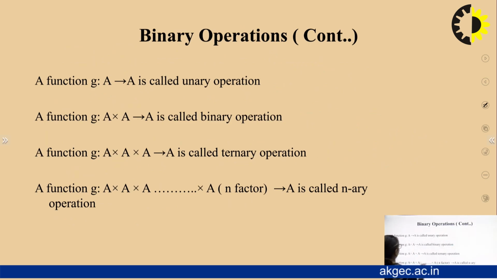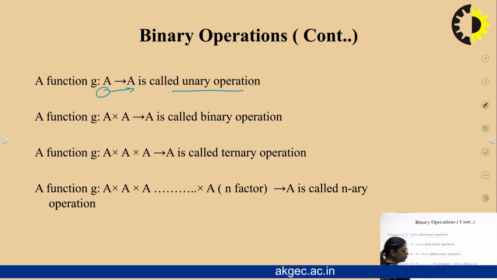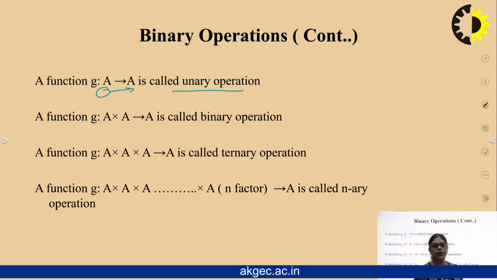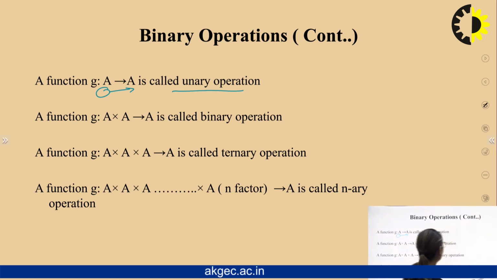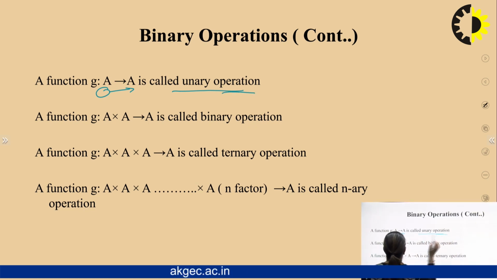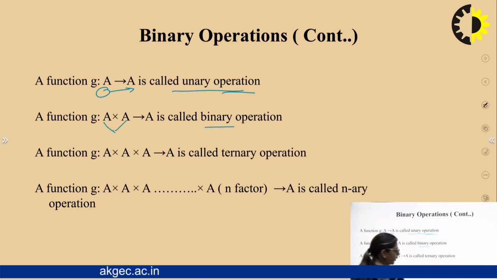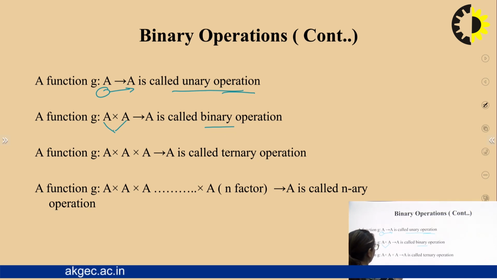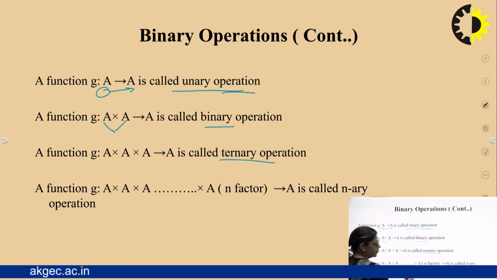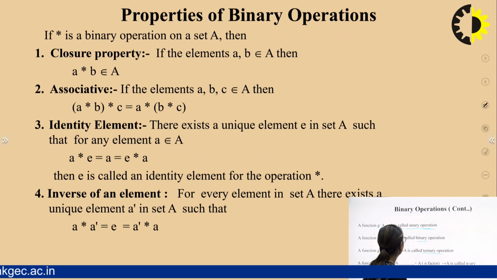Now other operations: if from any A we get an A, then it is a unary operation. When we are performing the operation on a single operand, then it is called a unary operation, and if we have involved two operands, then it is called a binary operation. If three, then ternary, and so on, right?